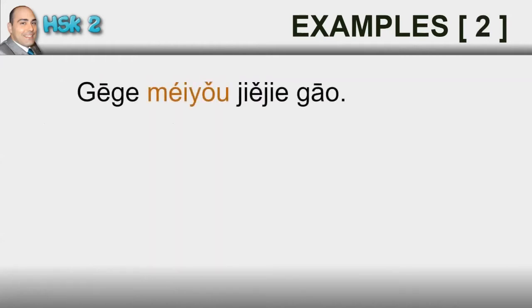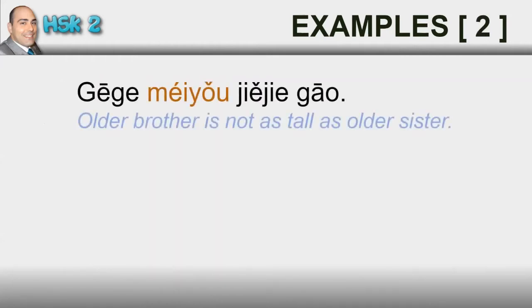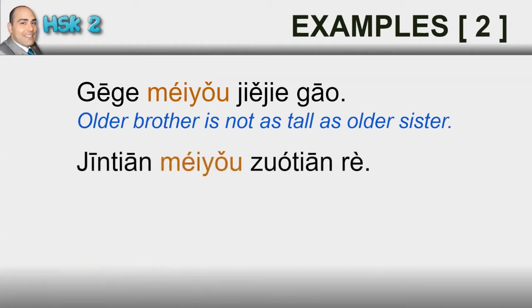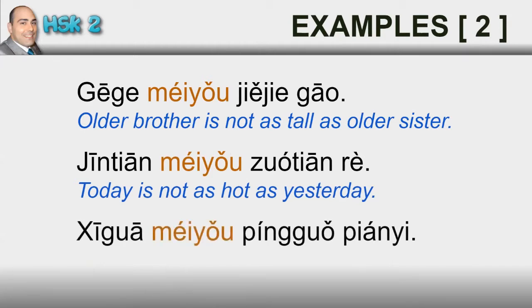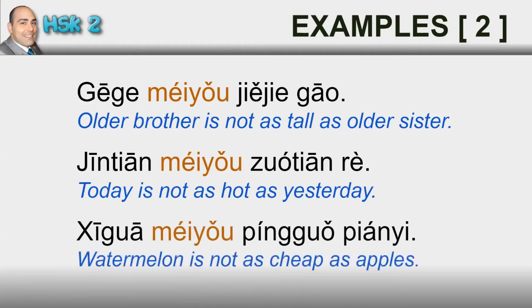Now examples with the negative. 哥哥没有姐姐高. The older brother is not as tall as the older sister. An interesting fact here, we are using 有 instead of the verb 是 in Chinese. 今天没有昨天热. Today is not as hot as yesterday. 西瓜没有苹果便宜. Watermelon is not as cheap as apples.